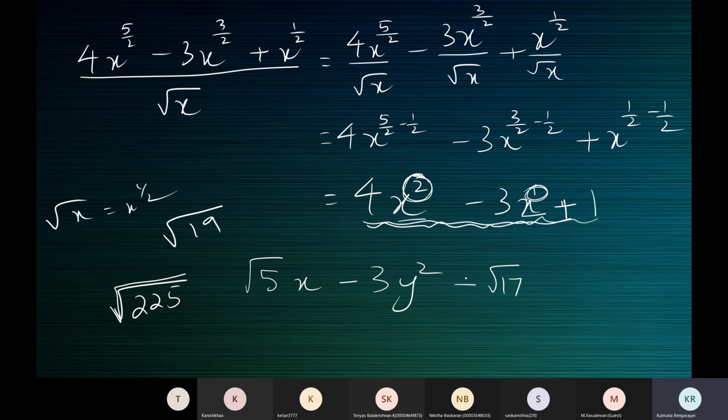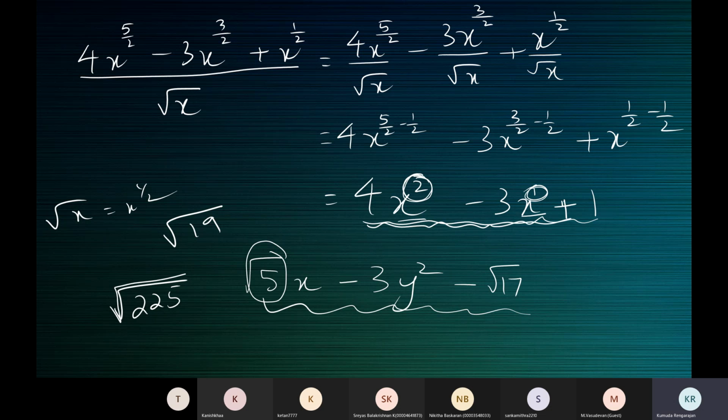So this one is also a polynomial. See, we are not bothered about root 5. We are not bothered about the coefficient of the variable. We are concerned about the power of the variable, not its coefficient. The coefficient of x is root 5. That's fine. The coefficient of x can be anything.